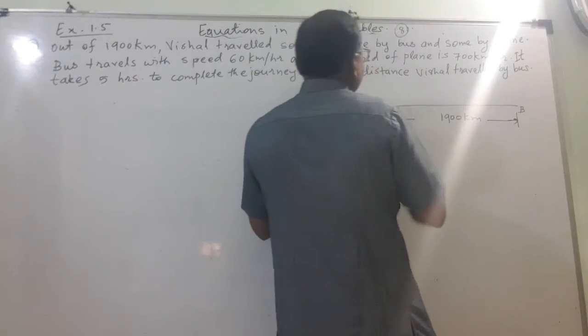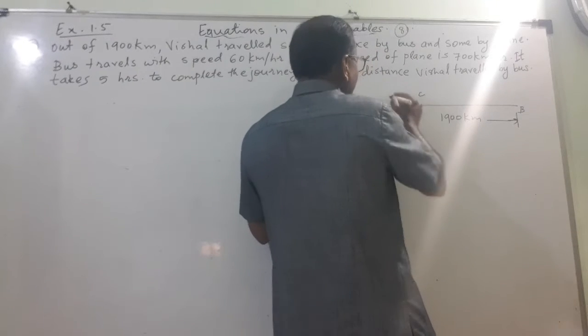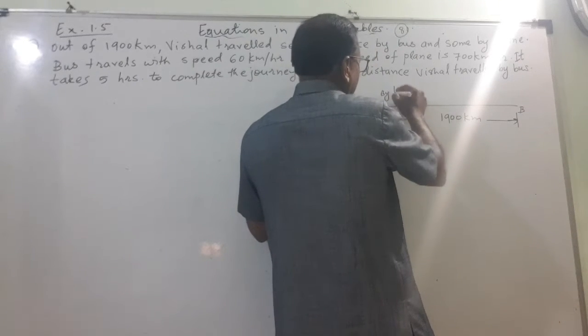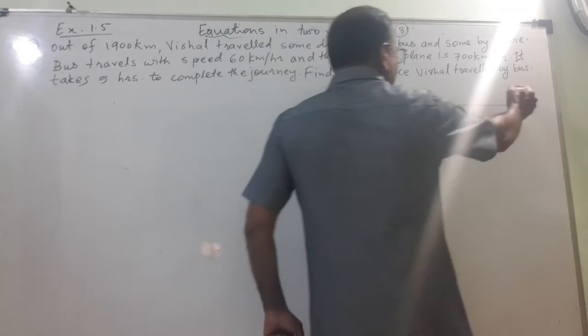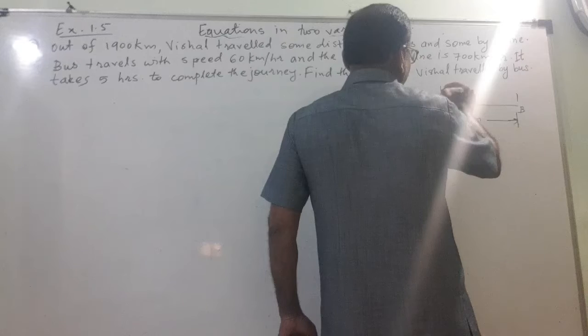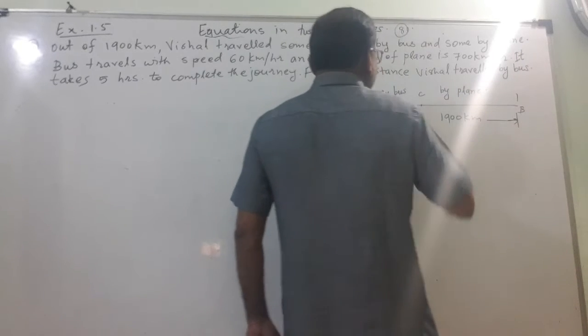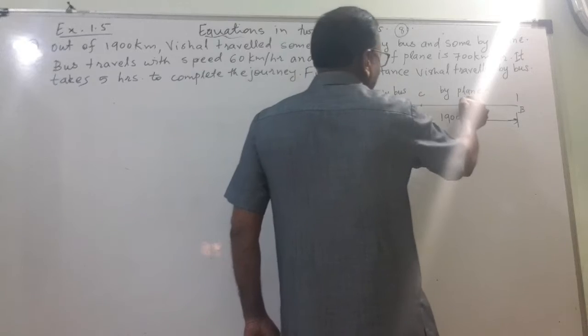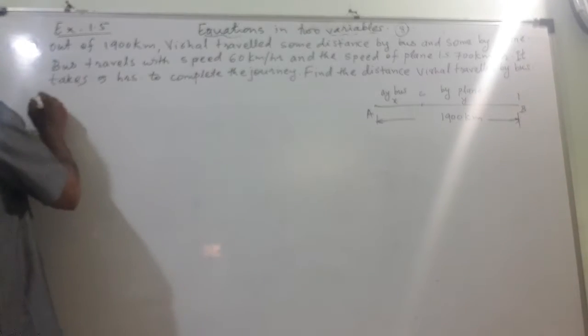Okay, some distance, say from A up to C, he travels by bus, and C to B by plane, by aeroplane. Say suppose this is X and this is Y. So the total distance will be X plus Y.